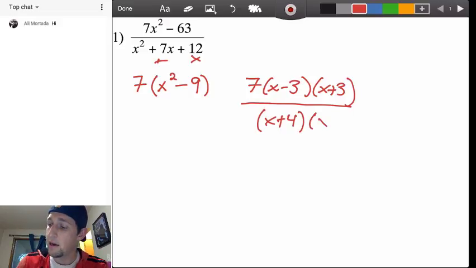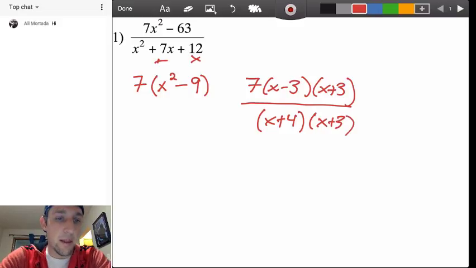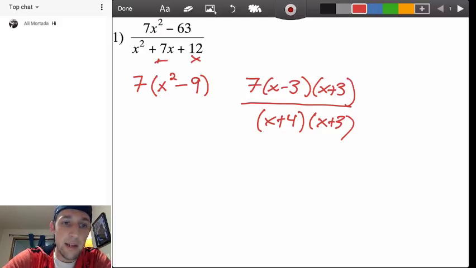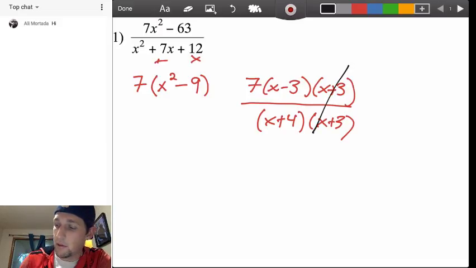Okay, now if you basically consider those parentheses like they are their own single individual numbers, okay, then it's one big multiplication expression, right? On the top, it's 7 times the first parentheses times the second parentheses. On the bottom, it's the first parentheses times the second. So as long as we cancel out an entire parentheses, we are good. Okay, so the one thing that does cancel out here are those. Okay, so my final answer would be 7 times x minus 3 over x plus 4.